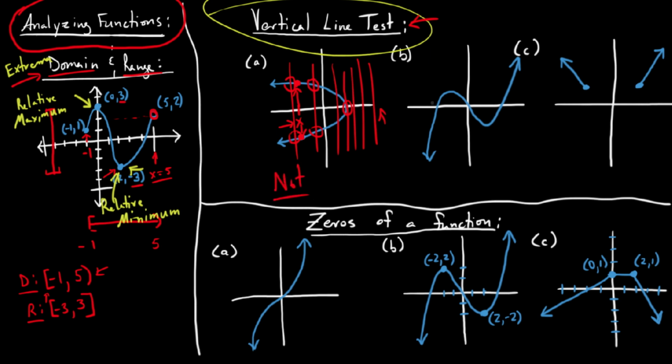Okay. So let's take a look at the second one here. The question is, are there any spots where we could draw a vertical line where we'd hit the graph 2 or more times? And in this instance, no. Every x value maps to 1 and only one y value. So using the vertical line test, we can conclude that this is a function.